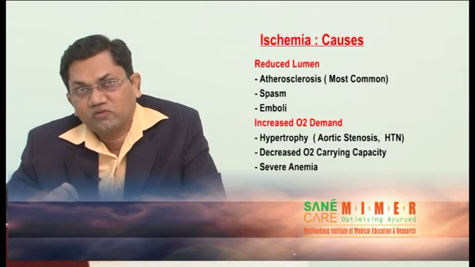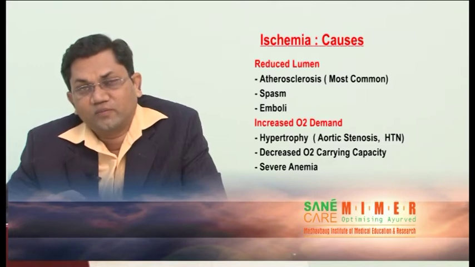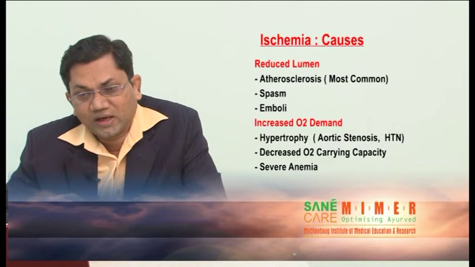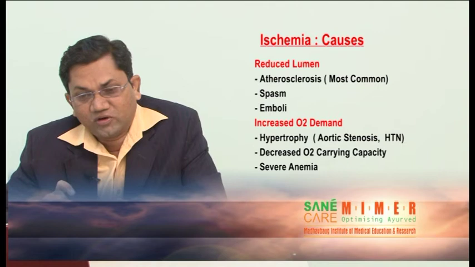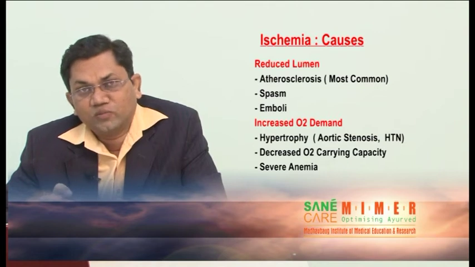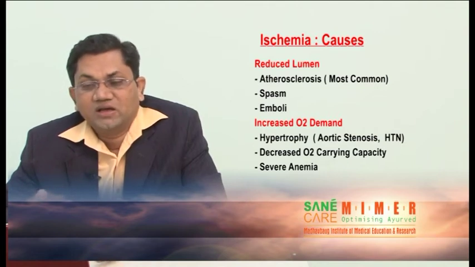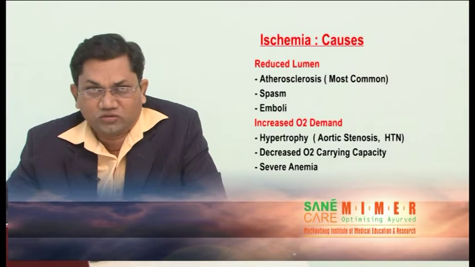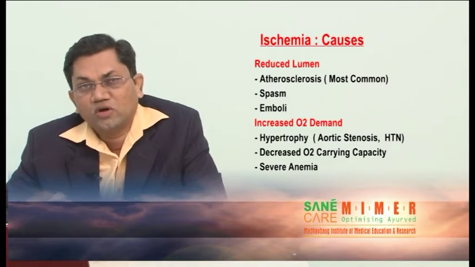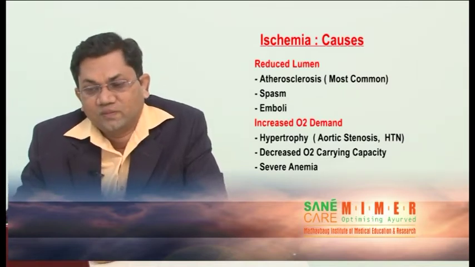Also we should rule out the other causes like spasm, distant emboli, and other causes like uncontrolled hypertension, aortic stenosis or hypertrophy, and another important cause, severe anemia. Once we rule out all these causes, then only can we say that the patient is suffering from atherosclerosis, which is the most common cause of coronary artery disease.